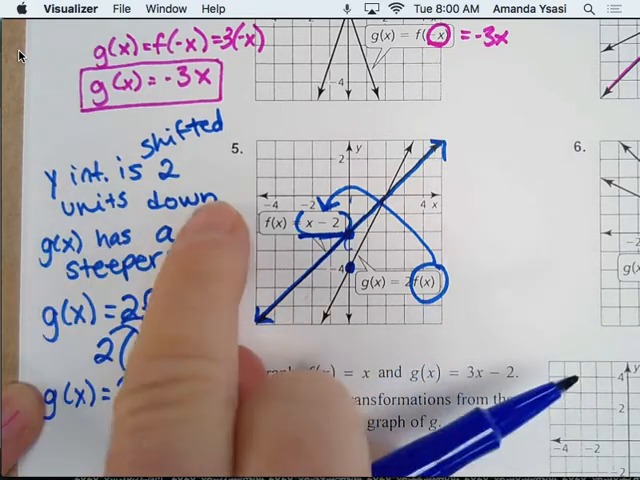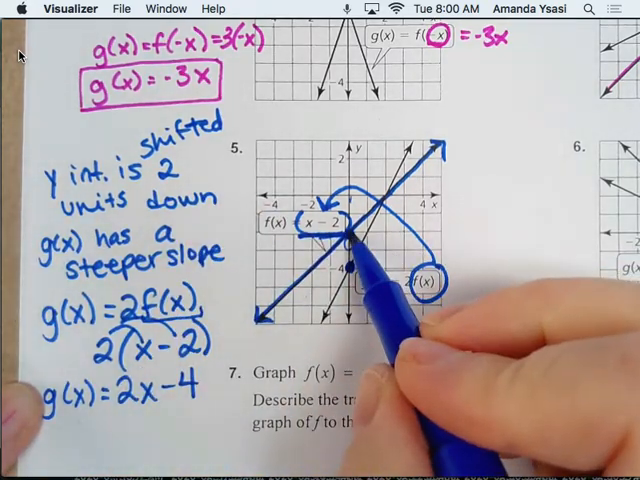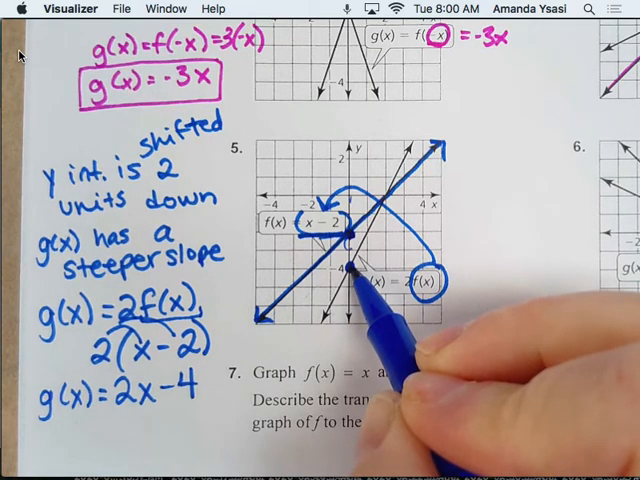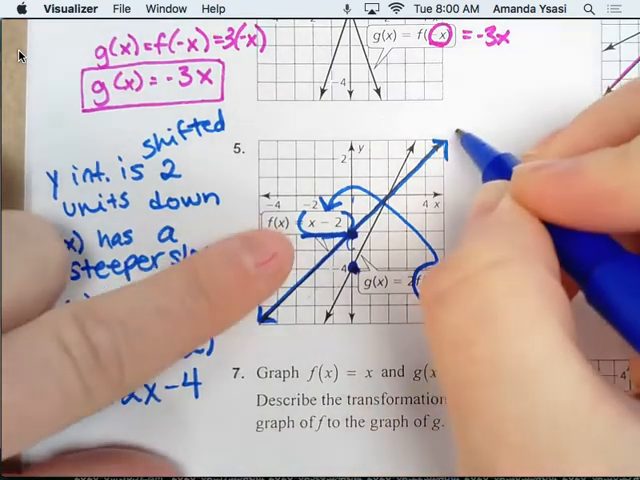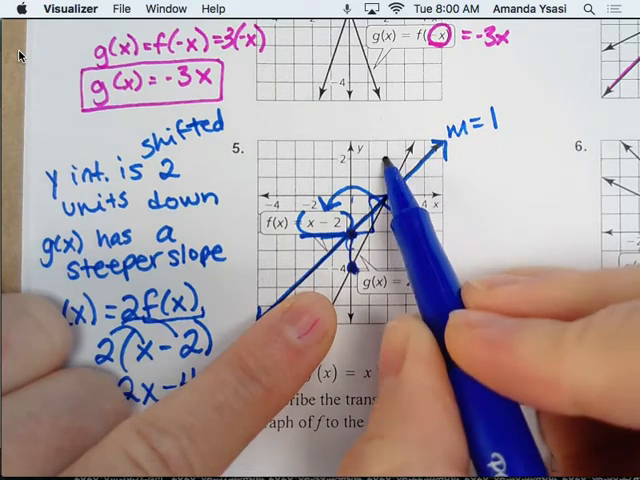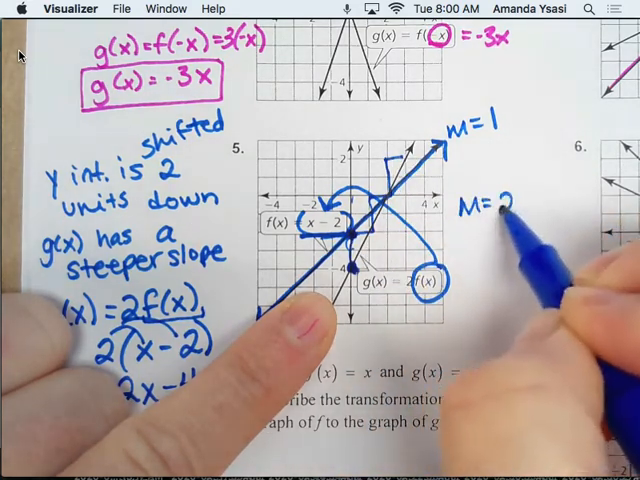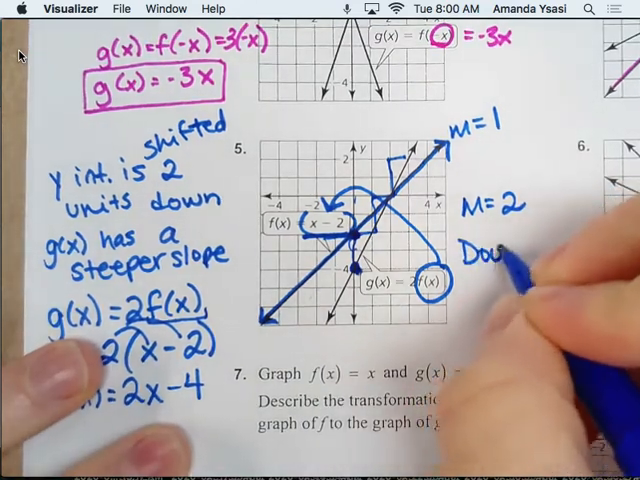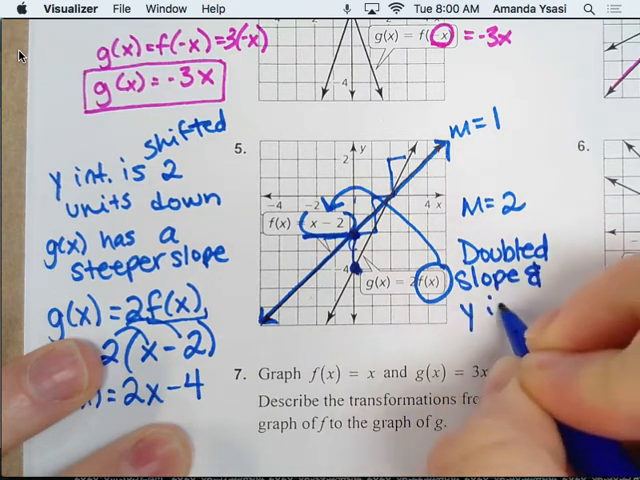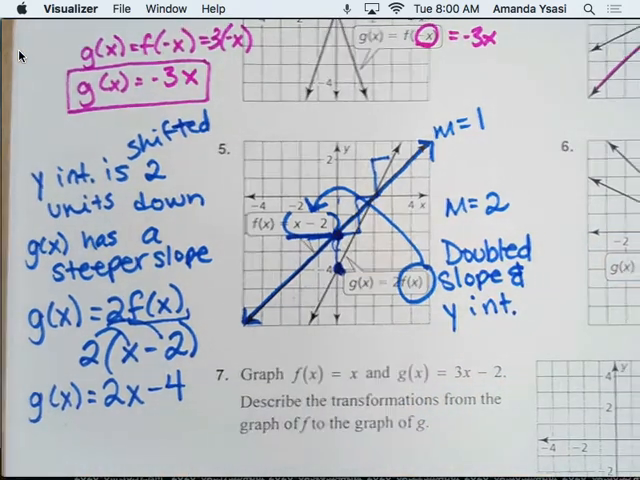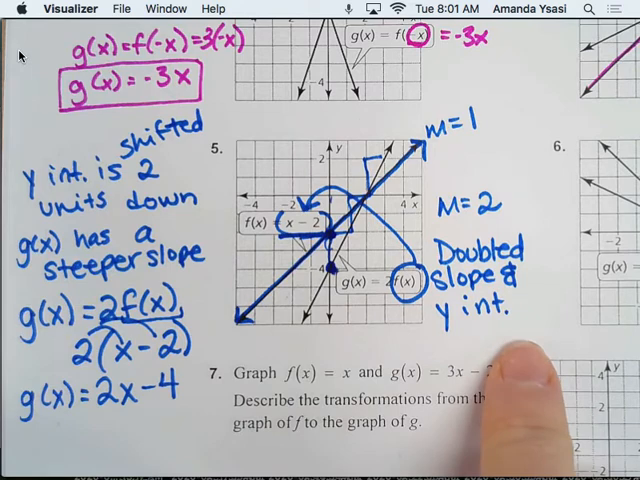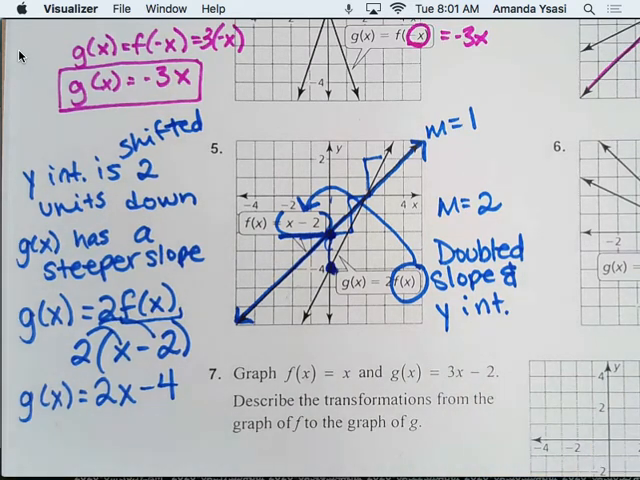So it was shifted 2 units down because our y-intercept was doubled. It's not 2, it's now 4. And then our slope is doubled, so it becomes steeper. This slope is 1, and so the other one would be up 2 over 1. So it was doubled, slope and y-intercept. So when you do 2 times the whole function, then it's doubling everything, not just the slope, the y-intercept too.